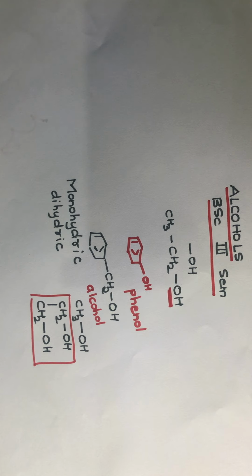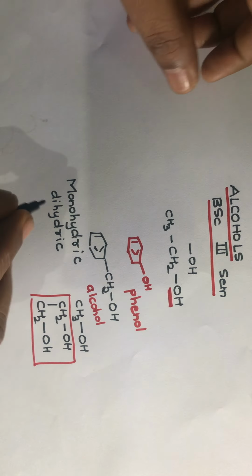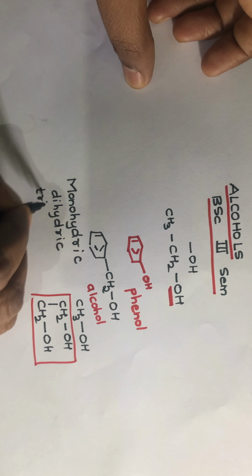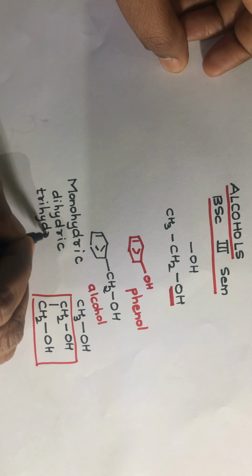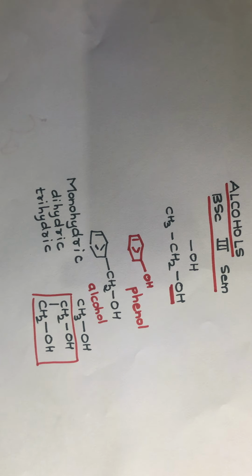Similarly, we come across trihydric alcohols also. These are the alcohols that contain three OH groups. And then polyhydric alcohols. Polyhydric alcohols are the molecules that contain four or more OH groups. Okay. Alcohols that contain one OH group are called monohydric. If an alcohol contains two OH groups, then it is called dihydric. If it contains three OH groups, it is called trihydric. If it contains four or more OH groups, then it is called polyhydric alcohol.